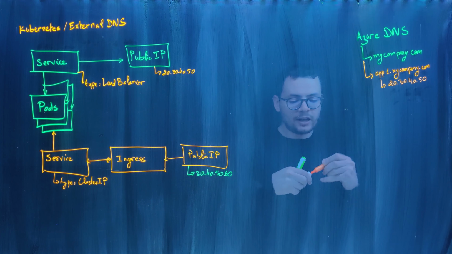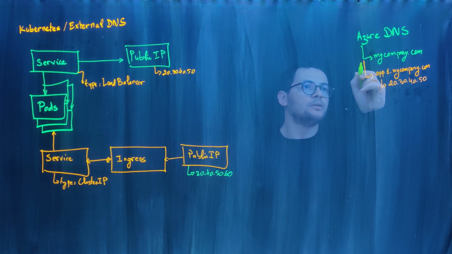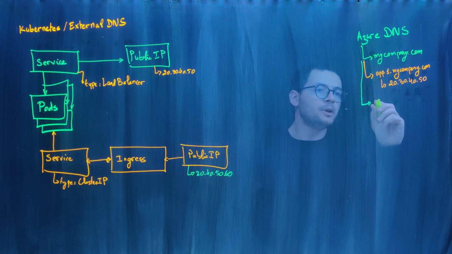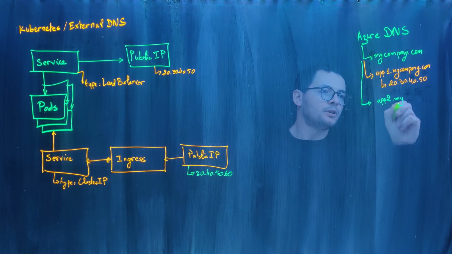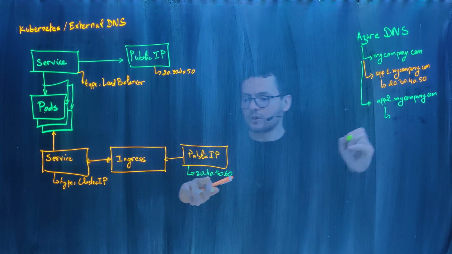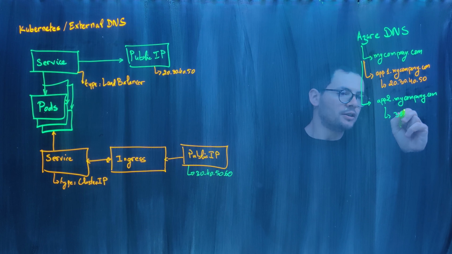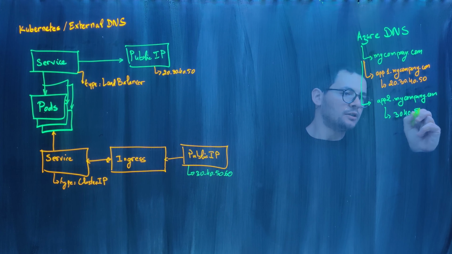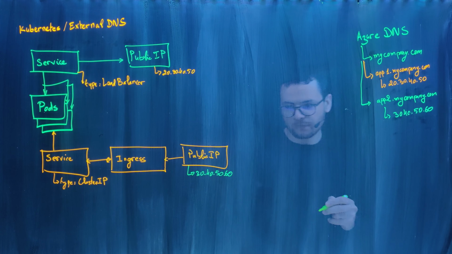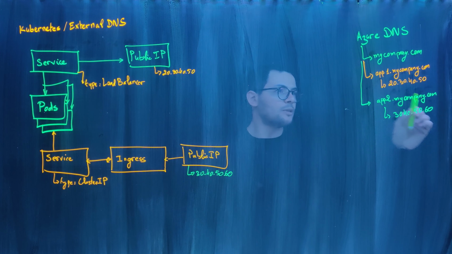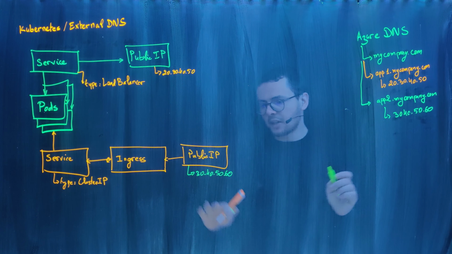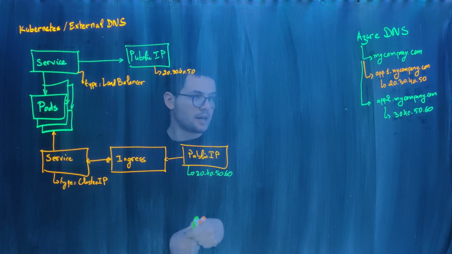So that's the custom domain name that will take me to this public IP 20.30.40.50. And then I can have a second custom domain name. Let's call it app2.mycompany.com. And that second one will take me to this public IP address, which is 30.40.50.60. So then my users will be using those custom domain names instead of the public IPs.